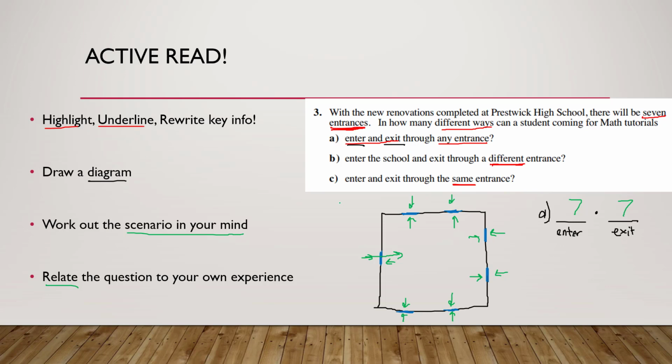So a question like this can seem like a completely new thing. You don't know what you have to do or what you're being asked. Underline key info, diagram it out, get your fundamental counting principle sorted out, work out the scenario in your mind, relate it to your own experience. It gives your brain a bit of time to wrap itself around the problem, and then you can start working things out.